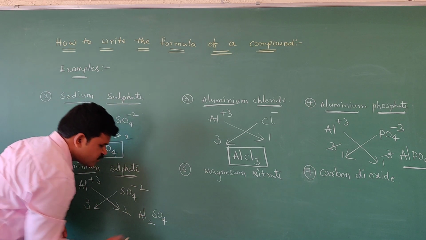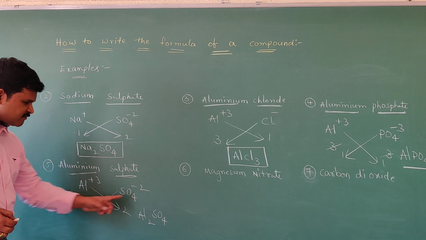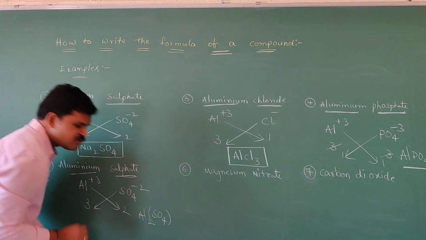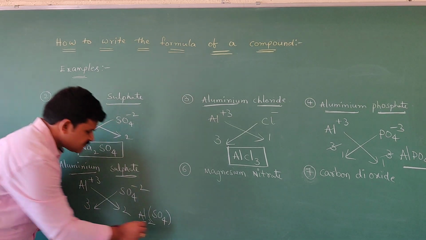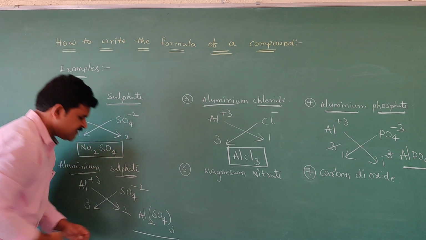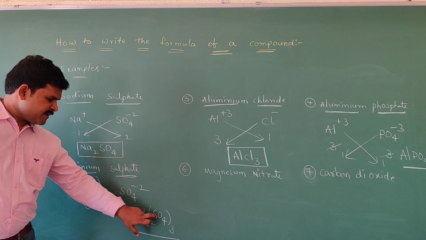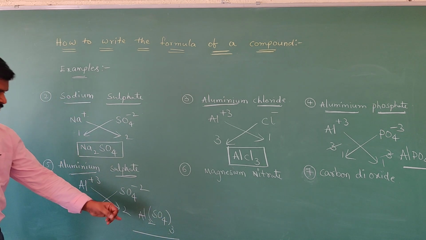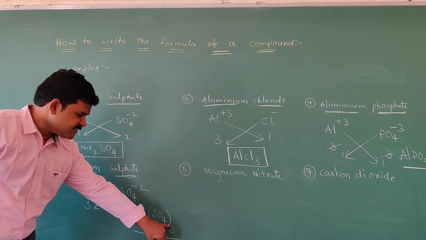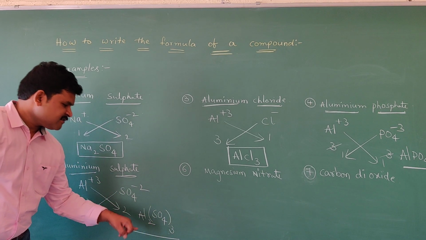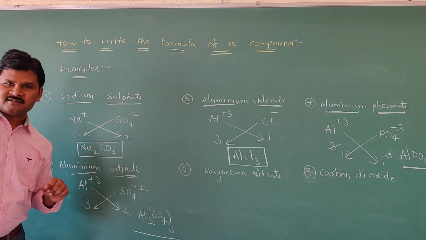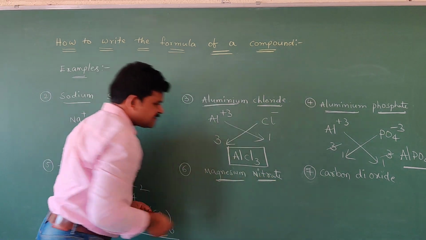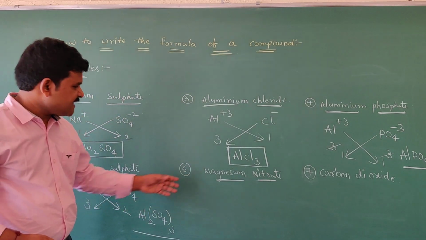SO4 is a group. How many SO4s do we have? 3 SO4s. So if more than one group is present, we have to write a bracket. So the formula of aluminum sulfate is Al2(SO4)3. Compulsorily we have to write the bracket. If you don't write the bracket, the formula of the compound will be wrong. Clear?